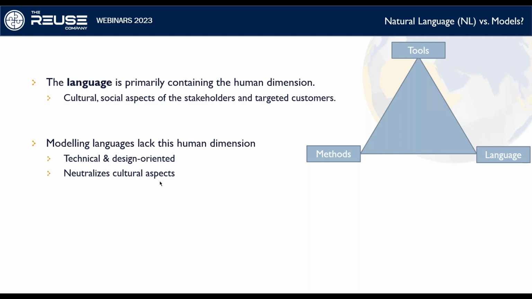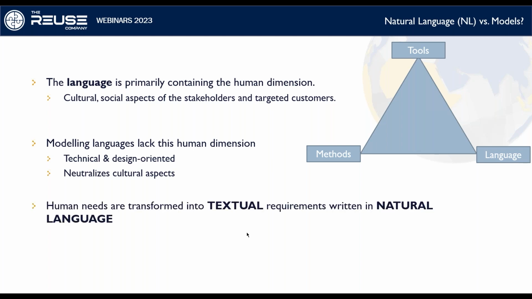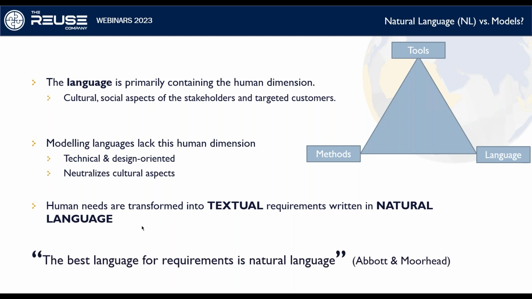So it's good for the interpretation that you reduce the room for different interpretations in models, but you also lose some unsaid information, implicit information. So we do need textual requirements written in natural language because they are what enable the translation from the human needs to design input requirements. So the best language for requirements is natural language.